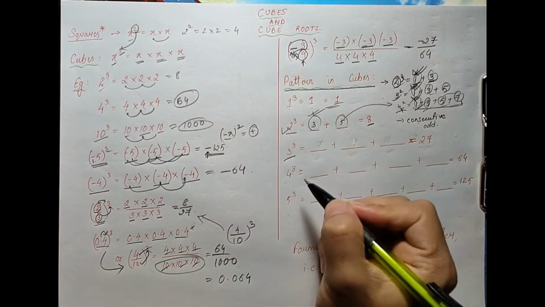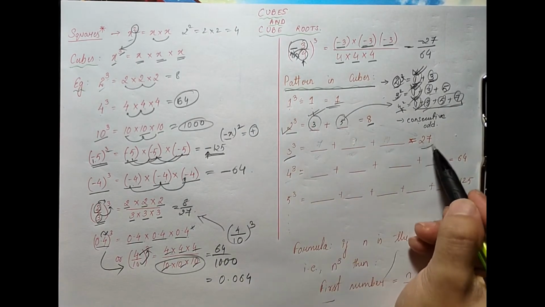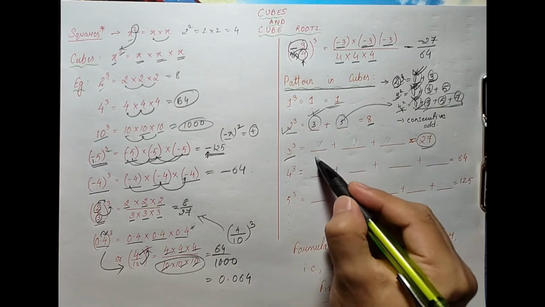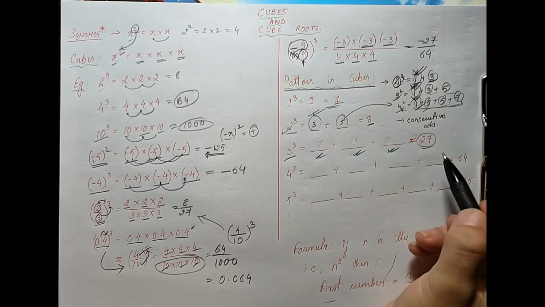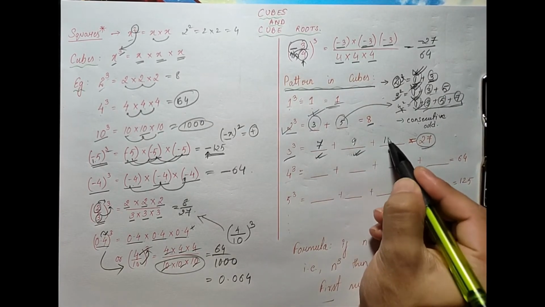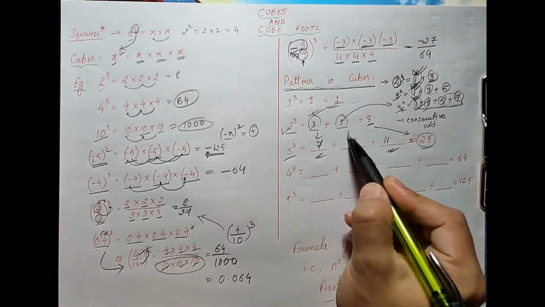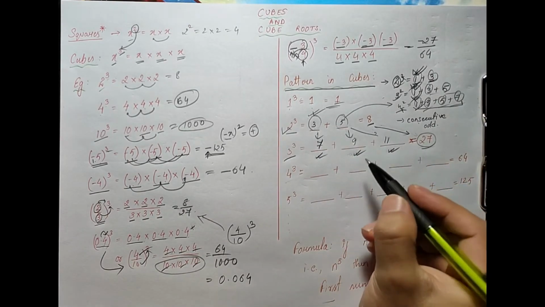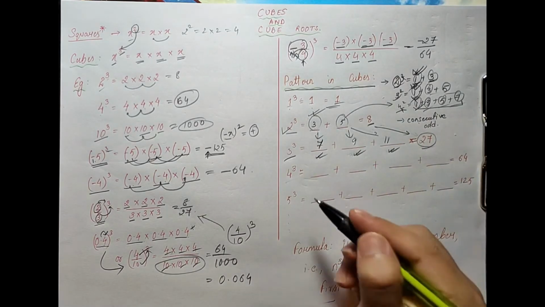What about 3 cube? 3 cube we know is 3 into 3 into 3, which is 27. Now can we find 3 consecutive odd numbers such that when they are added we get 27? Those numbers are actually 7, 9, 11. Now we see that since the number has increased, even these numbers have increased.